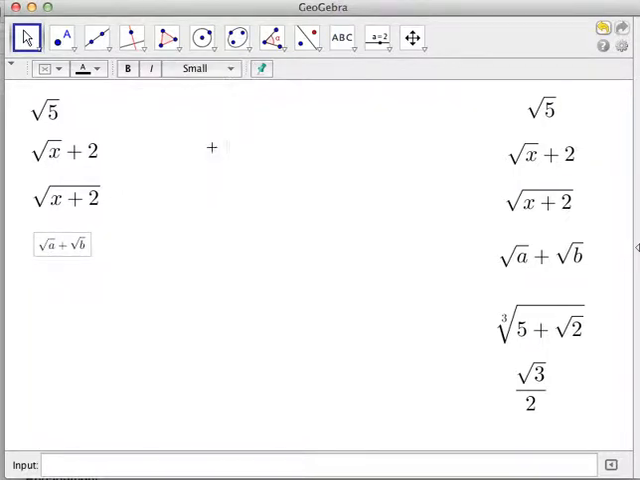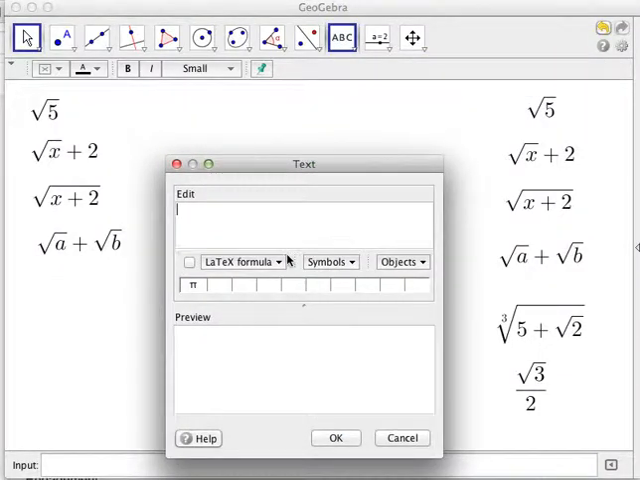Next, what about this one? Cube root of 5 plus square root of 2. And the square root of 2 is under the radical sign of the cube root. To create a cube root, we have sqrt and then the index here. The index is 3 for cube root, and of course 4 for 4th root, 5 for 5th root, and so on. And then open and close brackets. What is under this is 5 plus square root of 2.